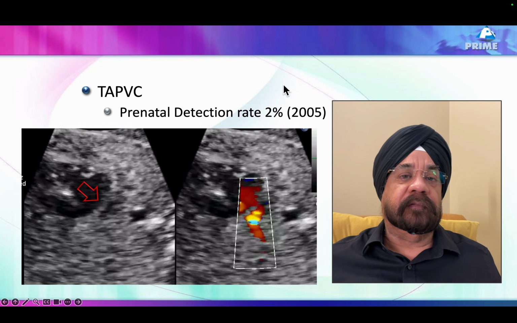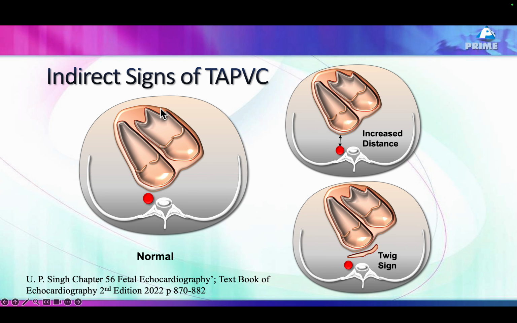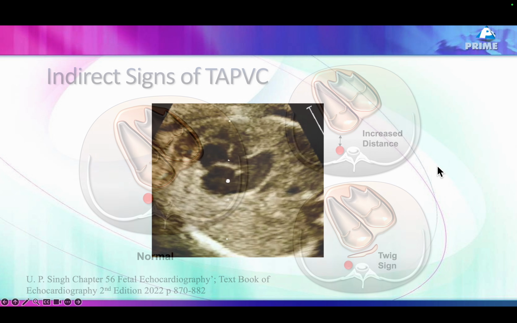So now we use indirect signs of TAPVC. I'm going to share with you a couple of indirect signs of TAPVC. What are the indirect signs of TAPVC? Normally, this is the normal for comparison, and this is where you see the distance between the aorta on cross section and the LA wall is increased. Why is it increased? Because one, the pulmonary veins anchor the heart behind posteriorly, and there's nothing to anchor the heart. Secondly, there is a posterior chamber here which can be seen as a twig sign. So we developed new signs of TAPVC which are indirect signs, because direct signs were not very reliable because of the issue of the resolution.